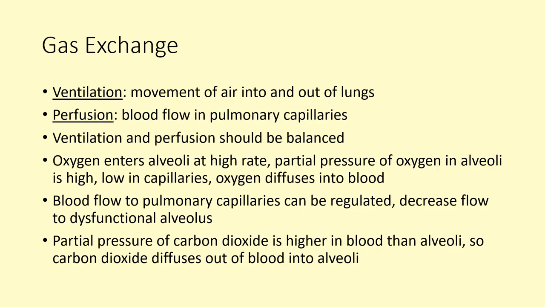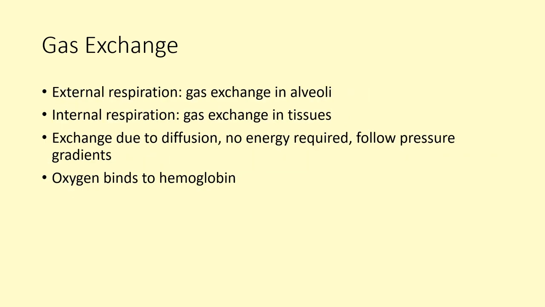Now, the partial pressure of carbon dioxide is higher in the blood than in the alveoli. So, once again, carbon dioxide is going to follow that concentration gradient, that pressure gradient. And so, if it's high in the blood and the pressure is low in the alveoli for carbon dioxide, then the carbon dioxide flows out of the blood and into the alveoli, so then you can exhale it. So oxygen and carbon dioxide are going in opposite directions.